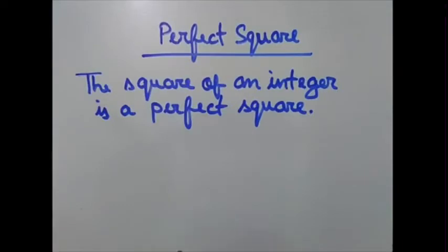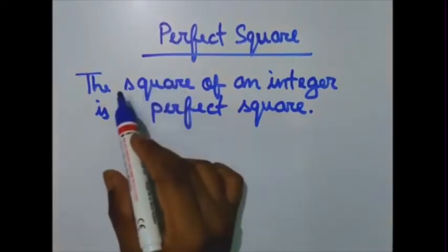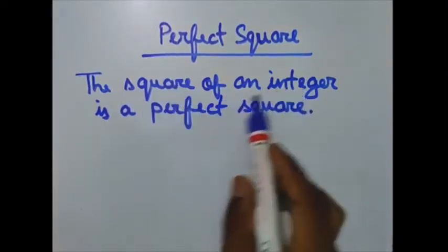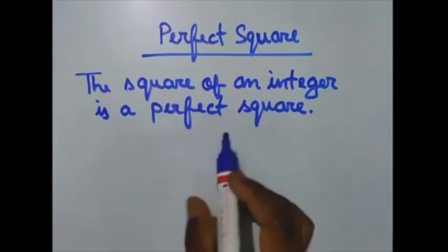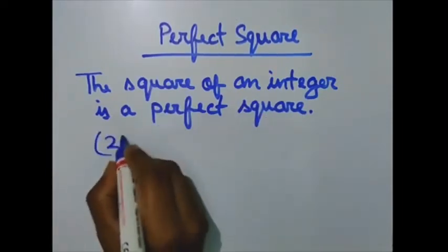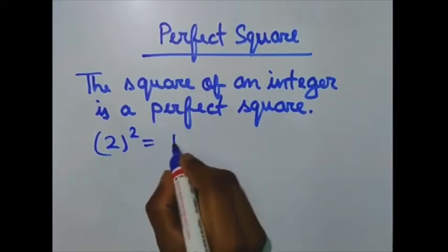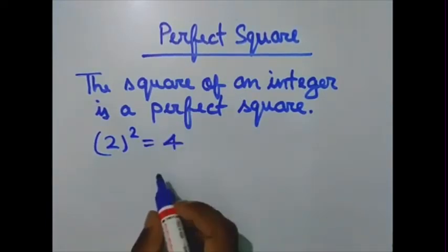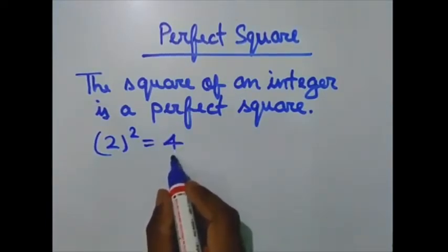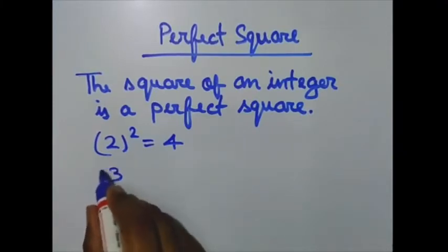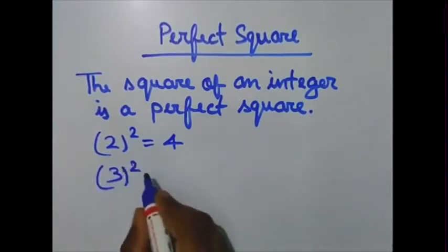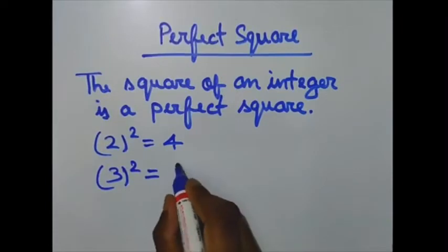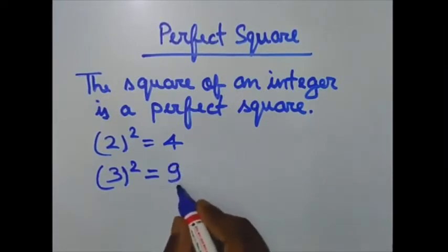Now let's look at what a perfect square is. The square of an integer is a perfect square. Like 2 square will give us 4. So 4 is a perfect square. 3 times 3 or 3 square gives us 9. So 9 is a perfect square.